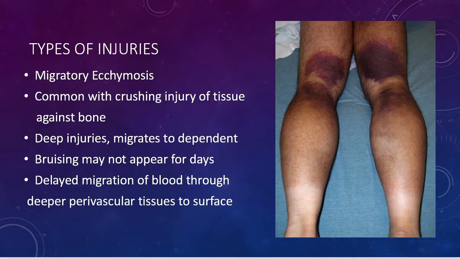This is migratory ecchymosis. Migratory ecchymosis is very common with crush injuries, especially an injury bone on bone, like tissue over bone. It's a very deep injury. You can also think about a broken bone. You may not see that bruising right away. It may take several days for that blood to migrate through those tissues, and it usually migrates to dependent areas. So in this picture, you can see it migrated towards the lower legs, and it's a pretty significant amount here. The blood will migrate to dependent areas.